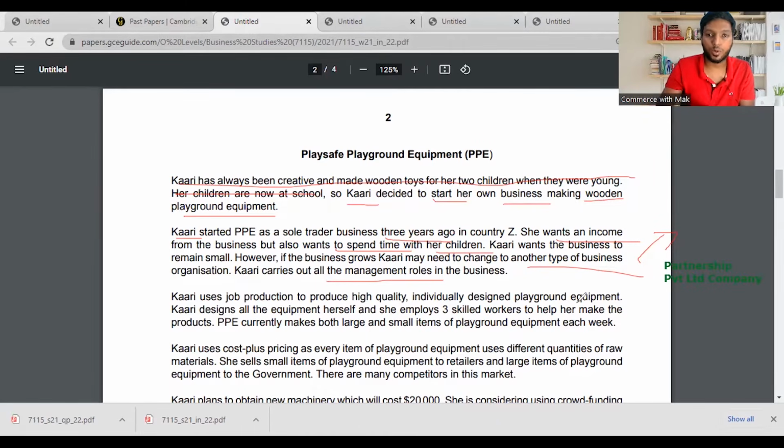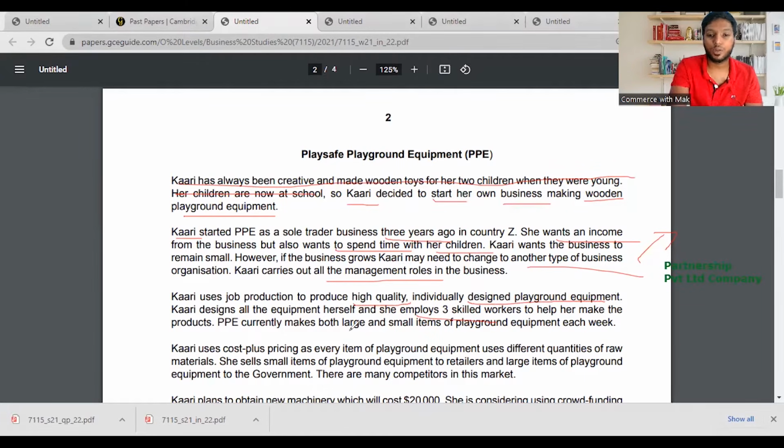So with that knowledge, we are going to move on to this third paragraph. Kari uses job production to produce high quality, individually designed playground equipment. Kari designs all the equipment herself and she employs 3 skilled workers to help her make her products. PPE currently makes both large and small items of playground equipment each week. So they have given a few things you need to understand. She's most concerned about the high quality, and she's more concerned about designing. She's designing playground equipment individually, and also she has employed 3 people in her own business. She has taken 3 people and she's giving them work, and these 3 people are very skilled because it is job production. You need to remember that particular thing, because it's not the same thing they're doing day by day.